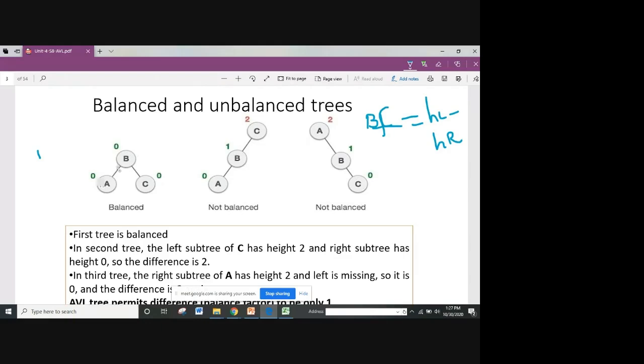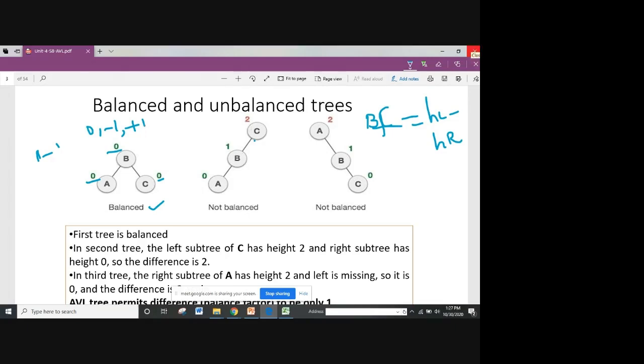The height of this, from this node, is only 1, right? So 1 minus, to this side also it is 1. So 1 minus 1, it is 0. When you take this node, it is a leaf node, there are no nodes below, so it is 0. And when you take the C node also it is 0. So for each node you have to calculate the height. Now come to this node. This is balanced, because balanced means your balance factor should be 0, minus 1, or plus 1. Apart from that, if you have any other number, the tree is said to be unbalanced.